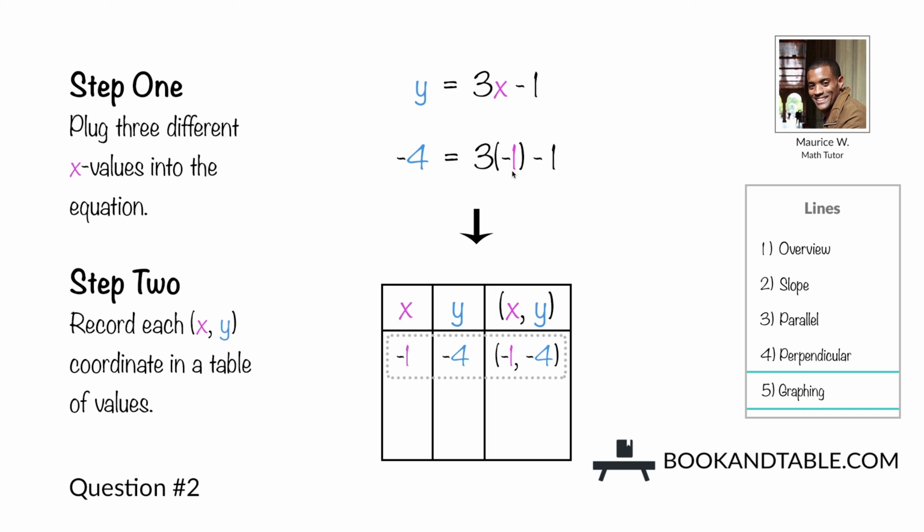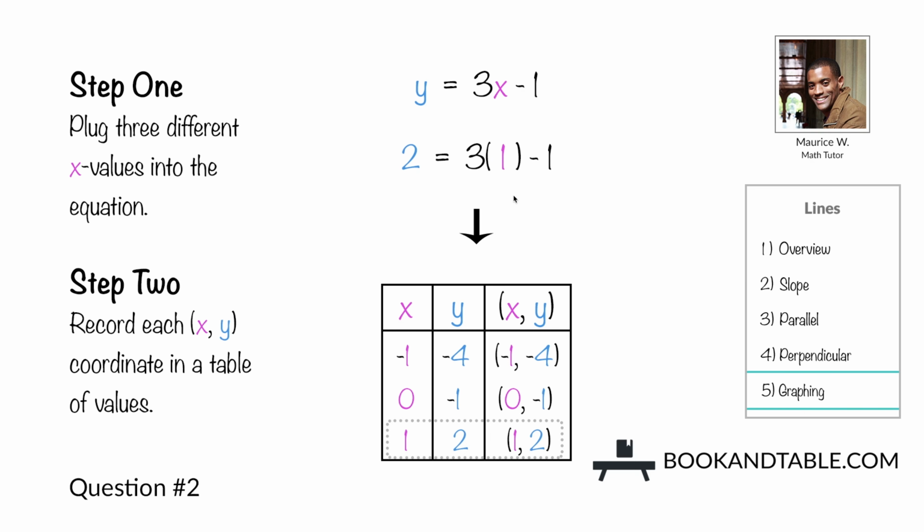So when we plug in negative 1 for x, 3 times negative 1 is negative 3. Negative 3 minus 1 gives you negative 4. So our first point is negative 1, negative 4. When we plug in 0 for x, 3 times 0 is 0. 0 minus 1 is negative 1. So our second point is 0, negative 1.